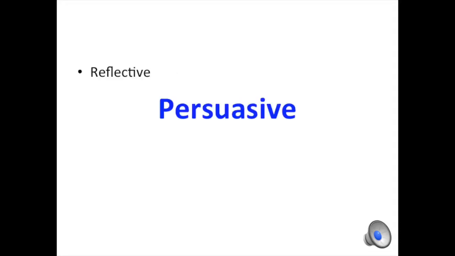The next use of digital storytelling is persuasive. This is when a digital story is created to persuade you to think, do, or act in the manner the creator of the digital story would want. This form is mostly used in advertisement and campaign ads.